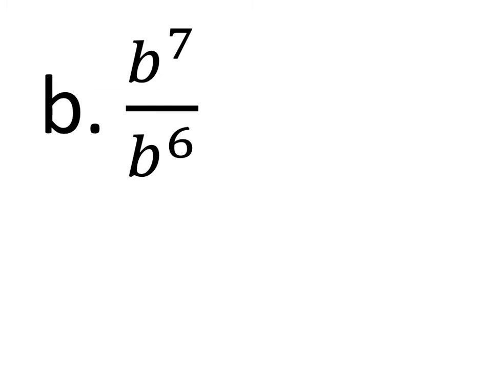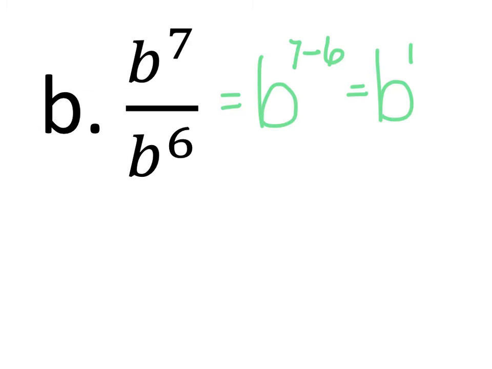We do it again. Here, I have b to the 7th divided by b to the 6th. So we know that our base is going to be b, and our exponent, 7 minus 6. So I get b to the 1st.